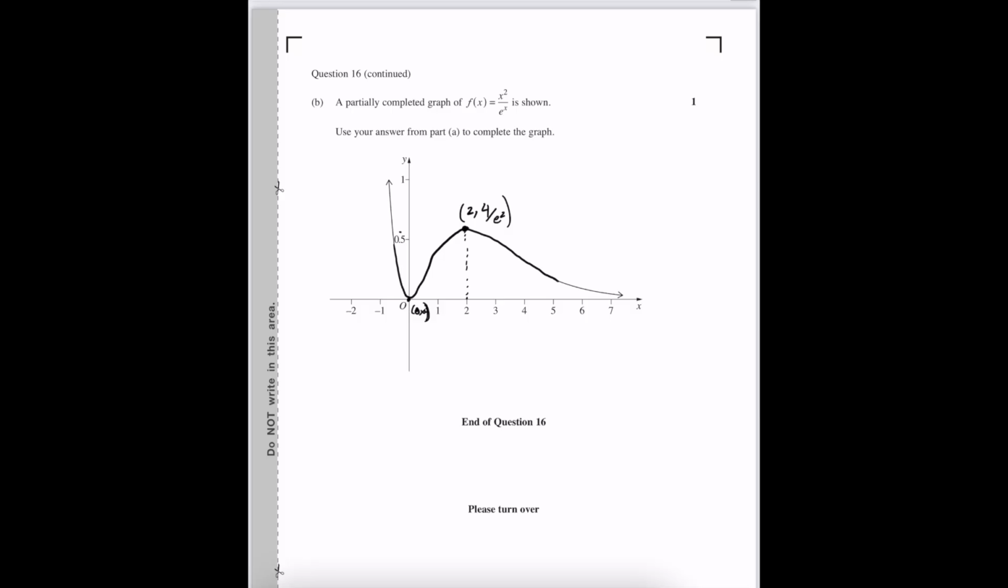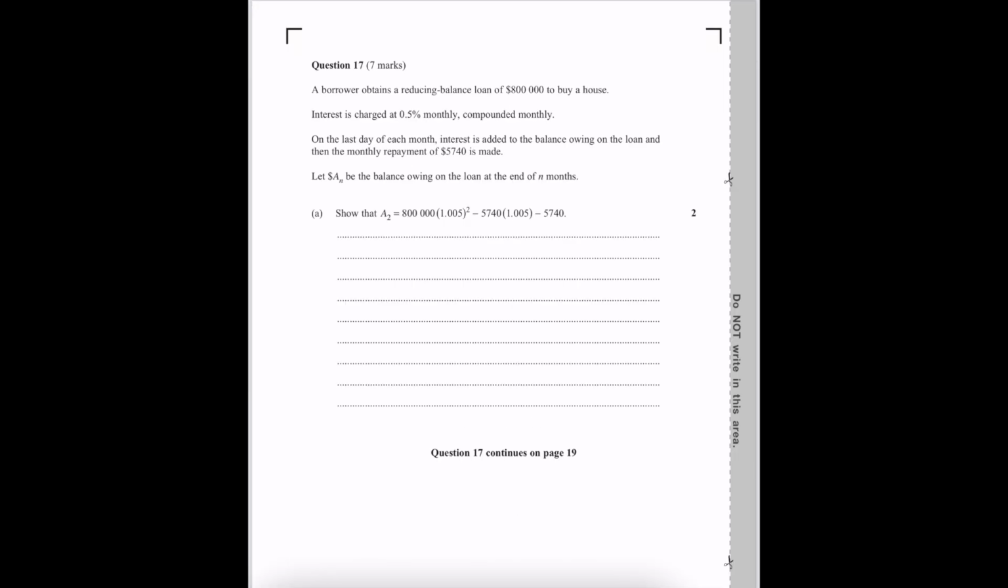That's a 0, 0 there. And that's it. That's our graph. Question 17 says a borrower obtains a reducing balance loan of $800,000 to buy a house. Interest is charged at 0.5% monthly, compounded monthly. On the last day of each month, interest is added to the balance owing on the loan, and then the monthly repayment of $5,740 is made.